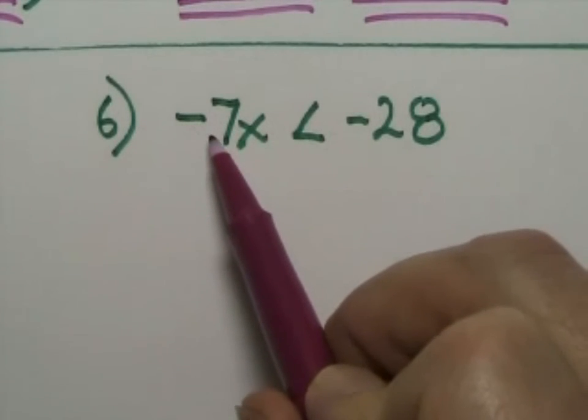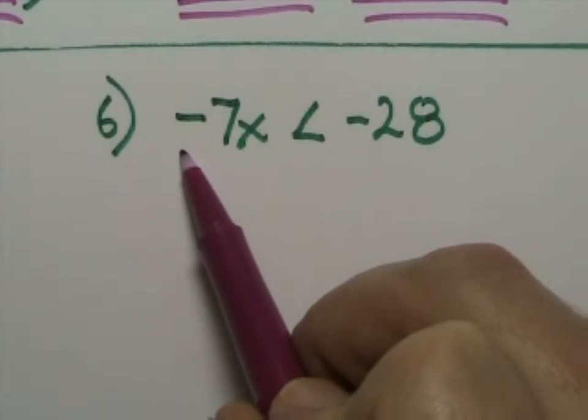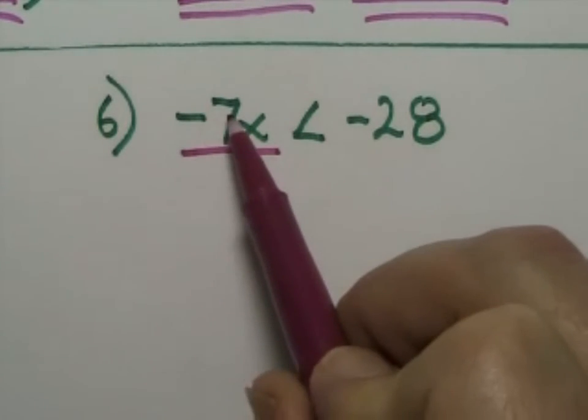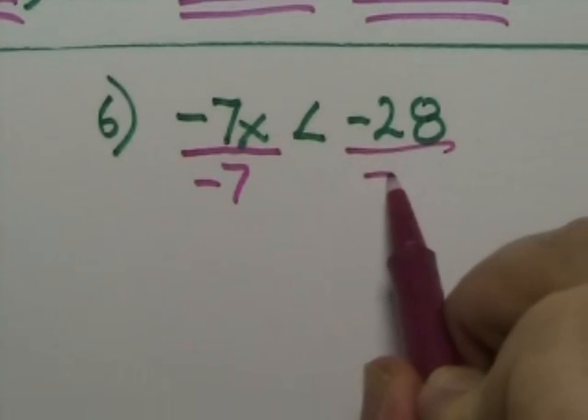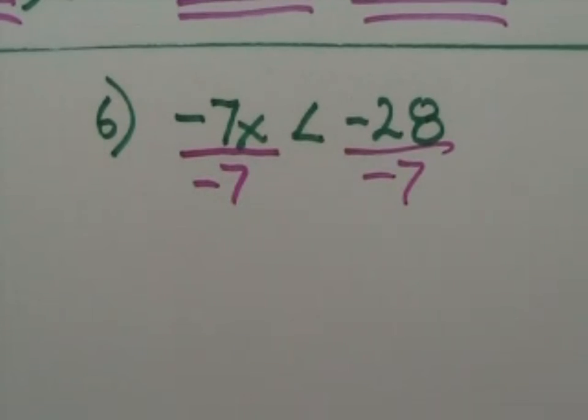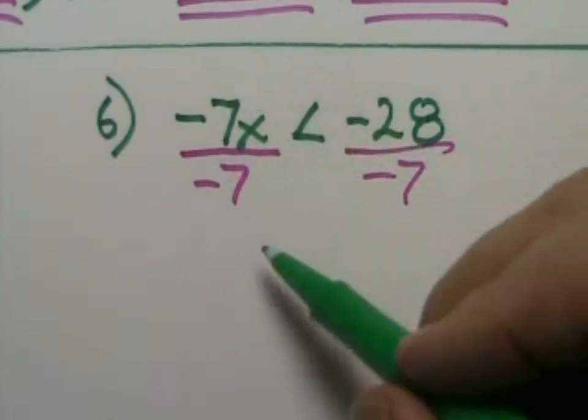Okay, I have -7 times x. So to get rid of the times, you have to do the opposite. You have to divide. To get rid of the -7, divide by -7. Must do that to both sides. So that reduces to 1.